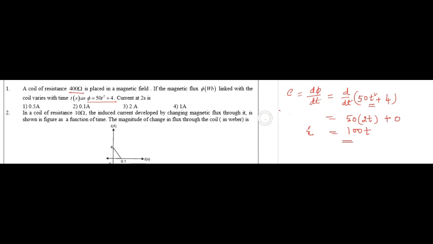Now I is equal to E by R. So we write E is 100 into the time, the current at 2 seconds we want, so this is 2 by, what is the resistance? Resistance is 400 ohm. So by 400, 2 zeros get cancelled, 2 ones are 2, twos are 2, that gives us 1 by 2, which is equal to 0.5. This is current, so ampere, that's the answer, 0.5 ampere.